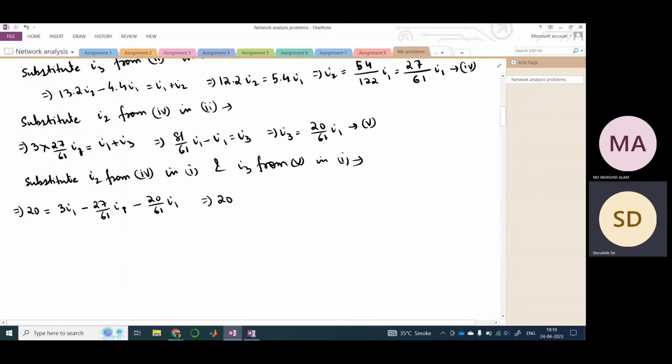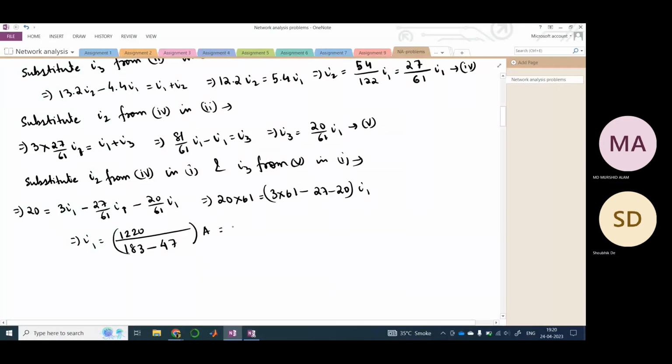So now it would be 20 into 61 is equal to 3 into 61 minus 27 minus 20 I1, right? So I1 would be what, 20 into 60, it is 1200 minus 183 minus 47. So if we just calculate it, it comes out to be approximately 8.97 amperes.